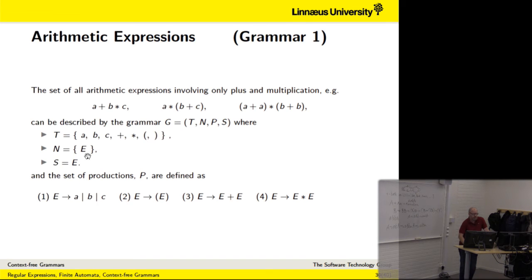We have only one non-terminal E, and E is also the start symbol, and we have a set of rules here. E can go to this one, or it can go to this one, or it can go to this one, or it can go to this one. By taking E as your starting point, you should be able to derive any one of these.